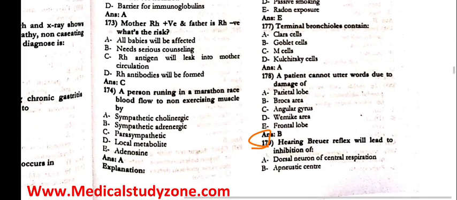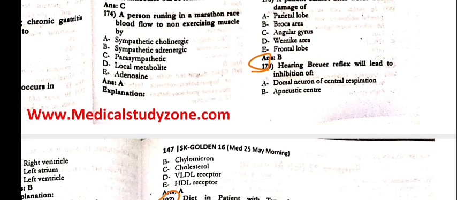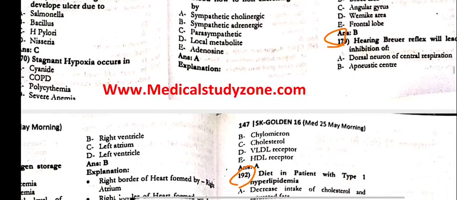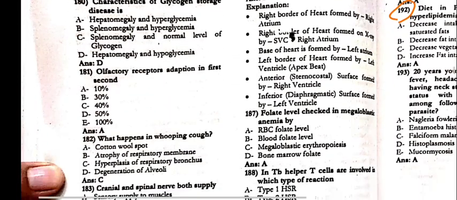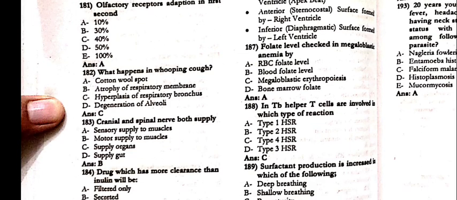The terminal bronchiole contains the Clara cells. The patient cannot utter words due to the damage of the Broca's area. The Hering-Breuer reflex will lead to the inhibition of the dorsal neuron of the central respiration. 180. The characteristic of the glycogen storage disease is the hepatomegaly and the hypoglycemia. Olfactory receptors adaptation in the first second is the 10%. What happens? The whooping cough, that is hypoplasia of the respiratory bronchioles.